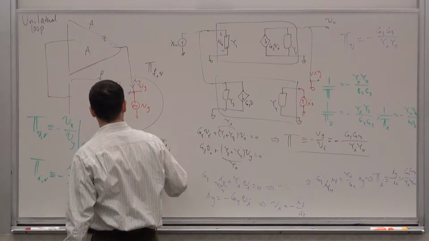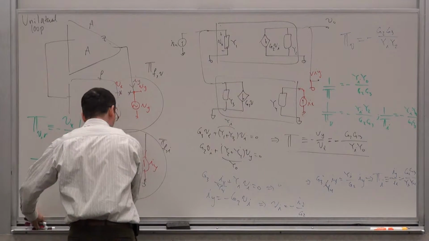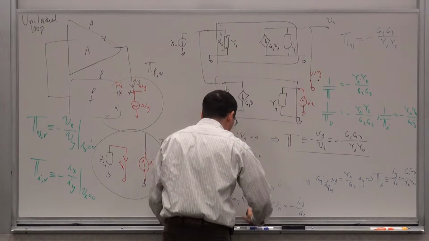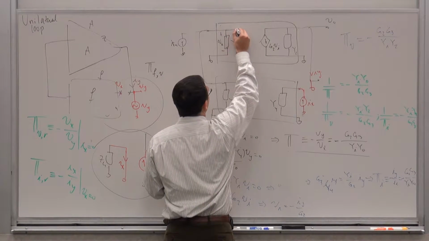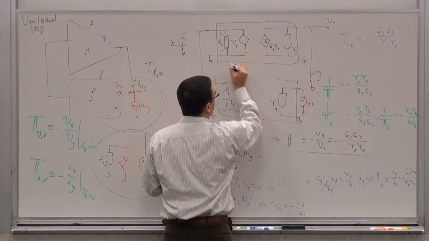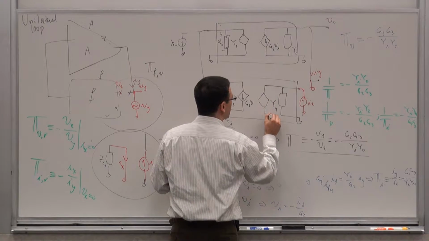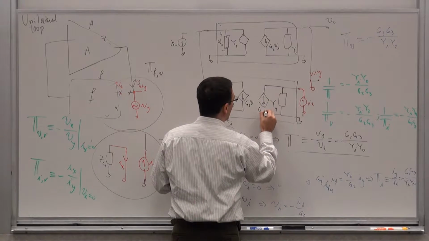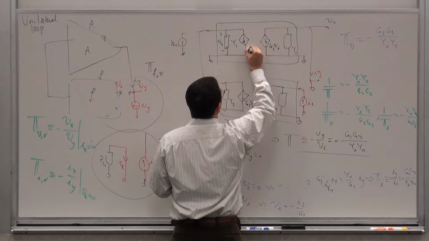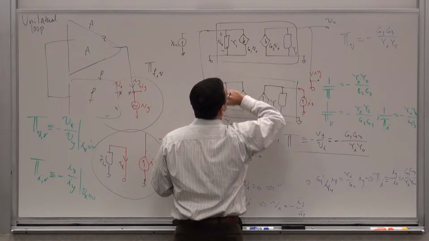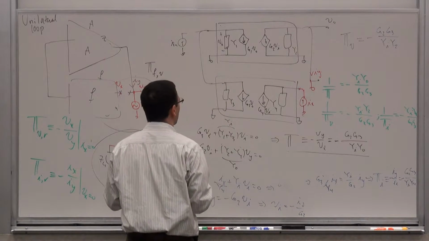Okay, so now let's go back to this picture that we started with, unilateral. Make it bilateral. How do I make this bilateral? I have to put two sources, right? Two current sources here and there. So this would be G4 VI, and this would be G1 VO. General case.